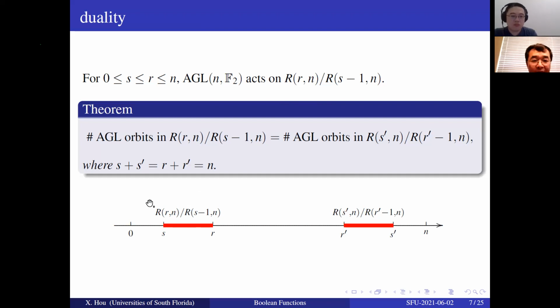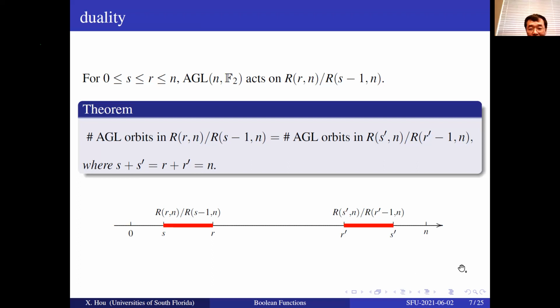All right. And then the theorem says that the orbits of this quotient under the action of the affine linear group are the same as the AGL orbits of another quotient. This time it is the quotient of the order S prime over the order R prime minus 1. So S and S prime are related by this relation: S plus S prime is equal to n. And R and R prime are related by the same relation.